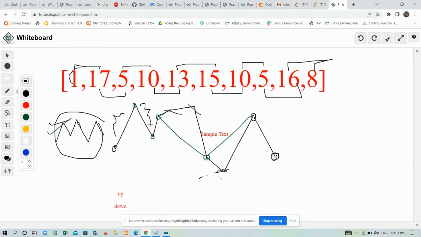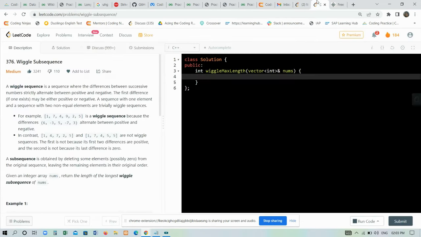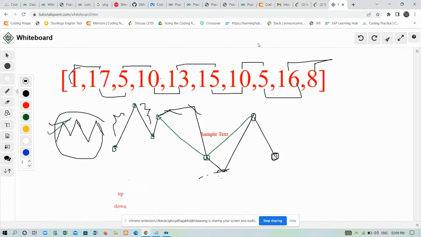So talking about the first element, as if we are given in the question a sequence with one element, it will be trivially a wiggle sequence. So as we can say, the first element in our question can basically contribute either to a positive difference or to a negative difference. So we will initialize both of our variables to 1.